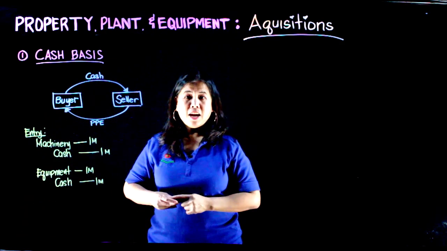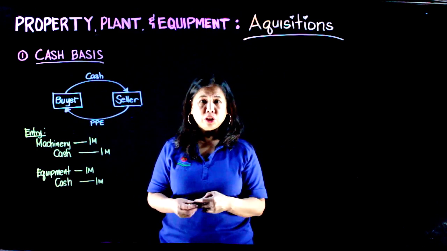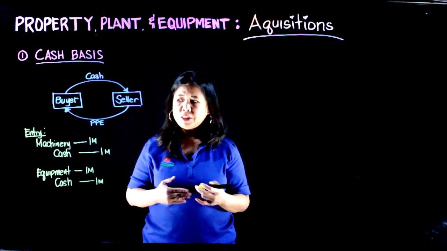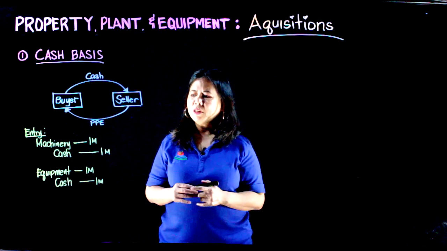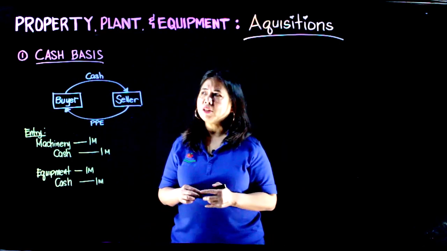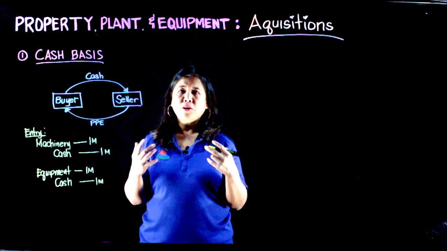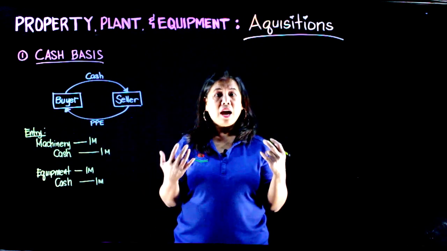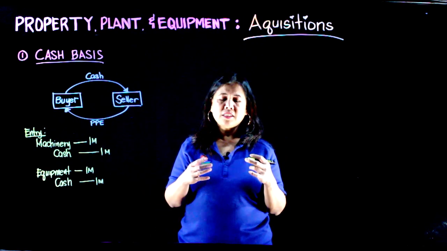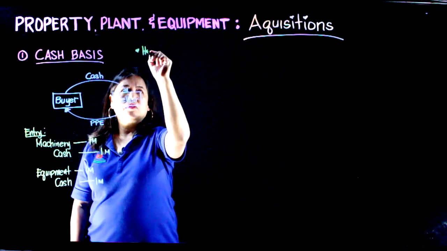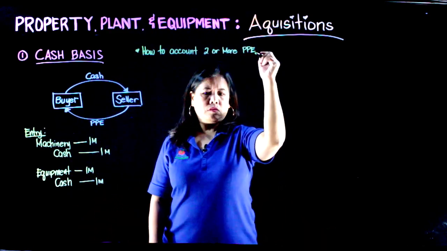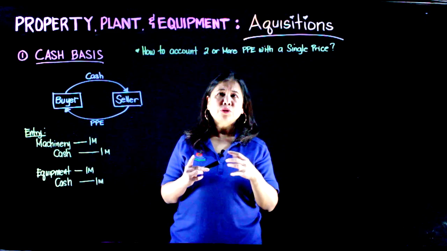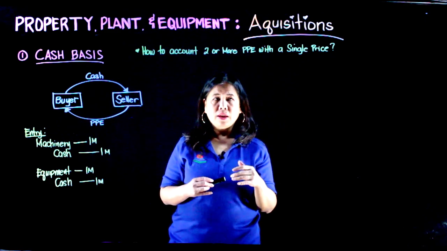So, napakadali lang ang pag-record ng ating acquisitions of the PPE kapag cash basis ang ibinigay ng buyer to the seller. We debit the equipment of 1 million and credit to cash of 1 million. The other question here on cash basis is paano kung ang in-acquire ng buyer to the seller is dalawang klaseng asset or two or more assets in a single price. So, on this cash basis, meron tayong question, how to account two or more PPE with a single price.